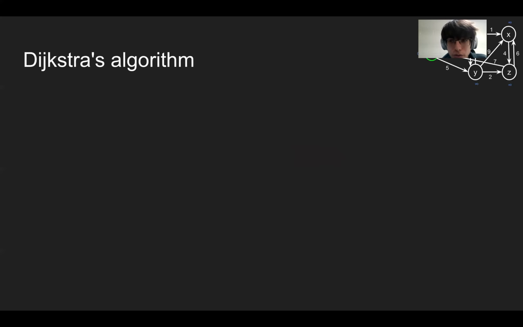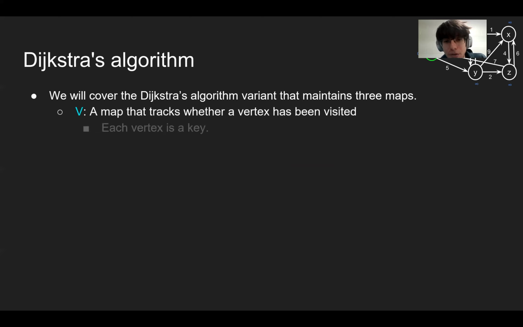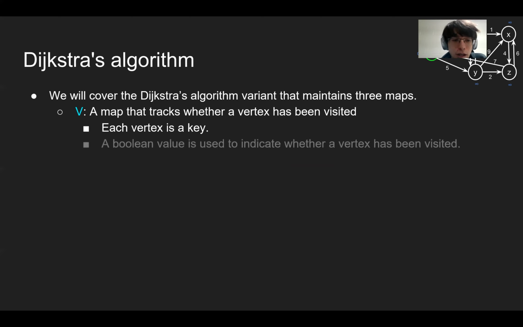Okay, so we covered the variant of it, which maintains 3 maps. Map 1 is a map that tracks whether you visited a vertex or not. For that, you can use something like a set, but maps is fun. Each vertex is a key, and a Boolean value is used to say whether the vertex has been visited or not. So it's basically just like a set, but a map is also fine.